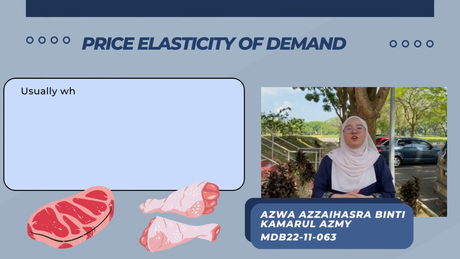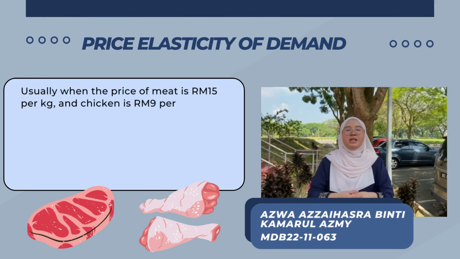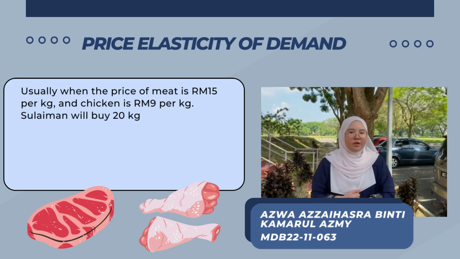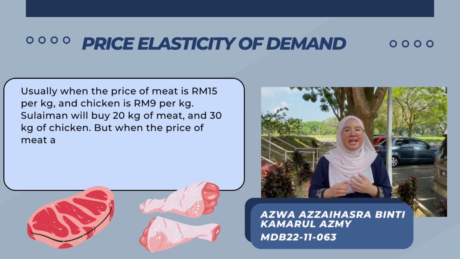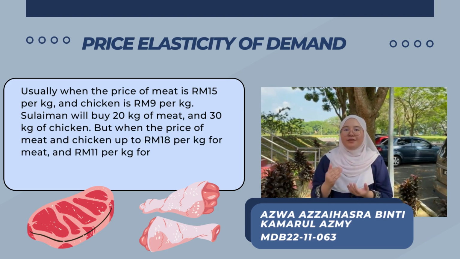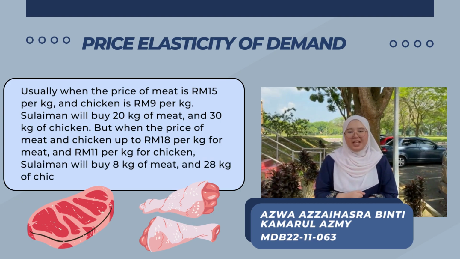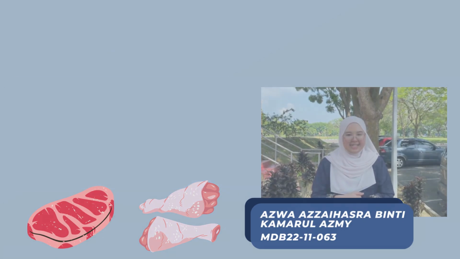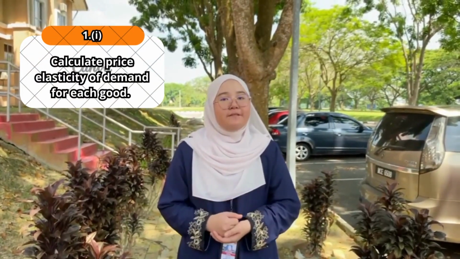Usually, when the price of meat is 50 ringgit per kilogram and chicken is 9 ringgit per kilogram, Sulaiman will buy 20 kilograms of meat and 30 kilograms of chicken. But when the price of meat and chicken goes up to 80 ringgit per kilogram for meat and 11 ringgit per kilogram for chicken, Sulaiman will buy 8 kilograms of meat and 28 kilograms of chicken. The first question said that we need to calculate the price elasticity of demand for each good.